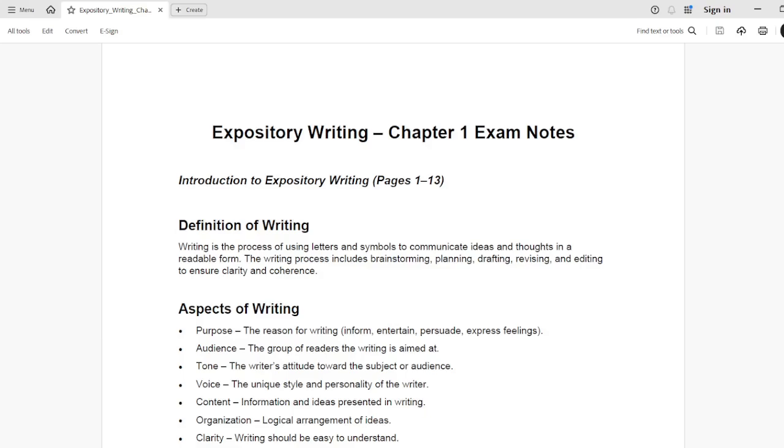Hello students, welcome to today's lecture on chapter number 1, Introduction to Expository Writing. This chapter is very important for your final term exam, so make sure you understand the definition, concepts and types of writing we will discuss in today's lecture.